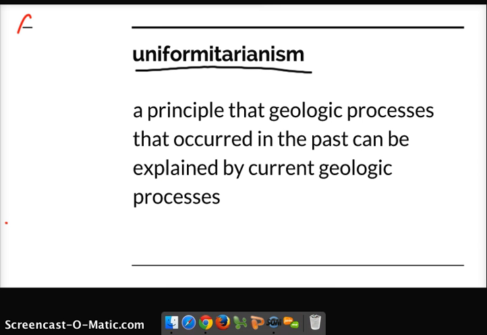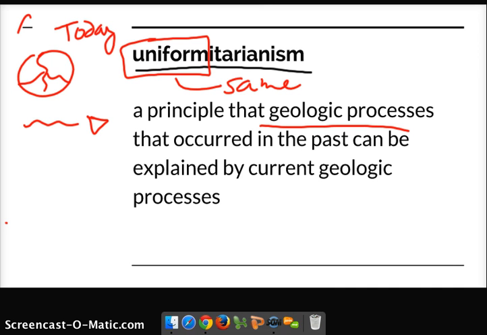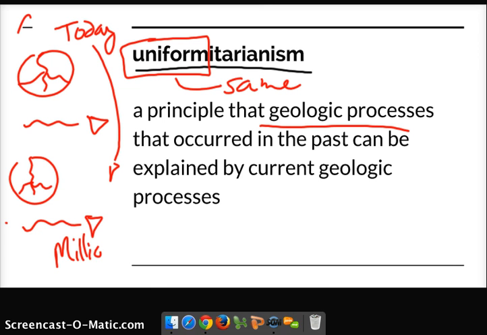Our next word is uniformitarianism. And you may see a word in here that you recognize. You see uniform. Okay? Uniform means the same, okay, or that multiples are the same. So this is a principle that geologic processes, like a rock being weathered and then eroded away, that happen today, the way that happens today, is the exact same way that it happened millions of years ago. Millions.